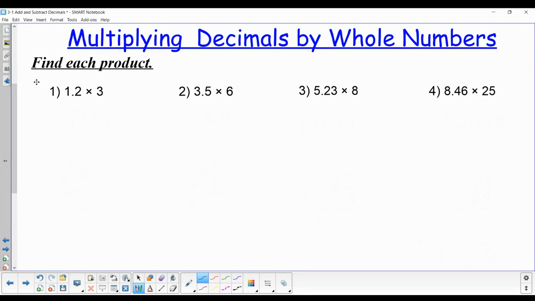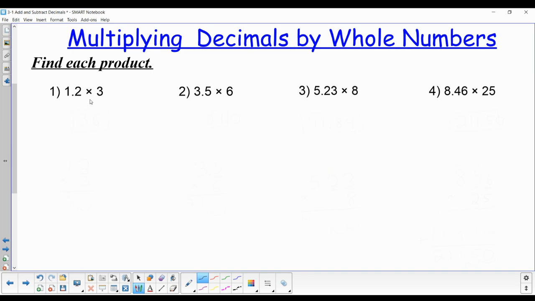Hello, in this video we are going to review multiplying decimals by whole numbers. The directions ask us to find each product. The product is the answer to the multiplication problem. And when we find the answer to the multiplication problems, we are going to have to show our work. Now, there are two kinds of work. There's the computation work, which I'm going to do first.